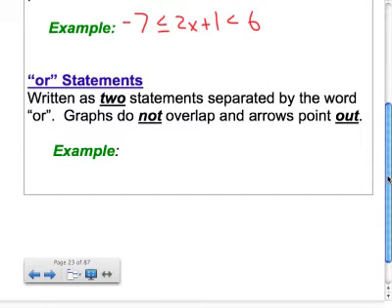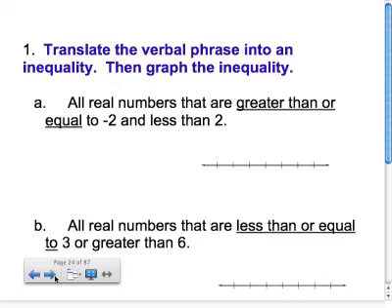Or statements are written as two separate statements separated by the word or. Graphs do not overlap, and arrows point away from each other. So I could say 2x is greater than 6, or 2x is less than -6. And when you solve those, you're going to get two separate graphs going opposite directions. So hopefully this will make more sense as we just start working through things.